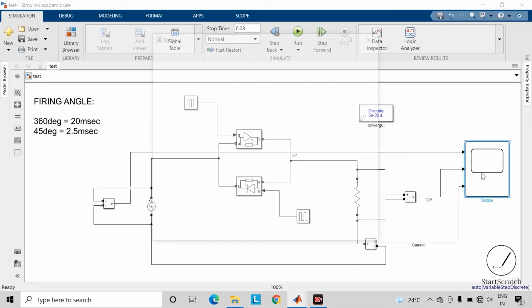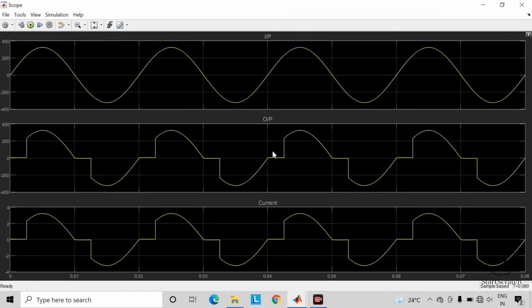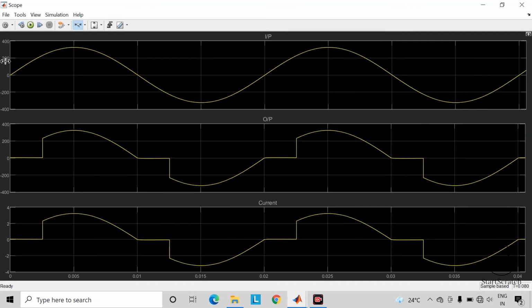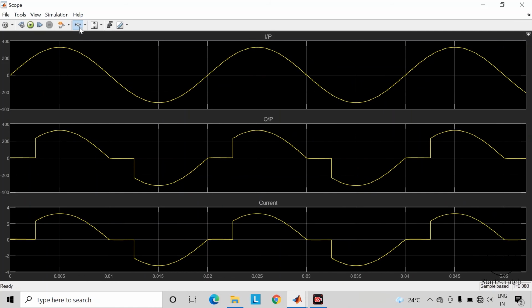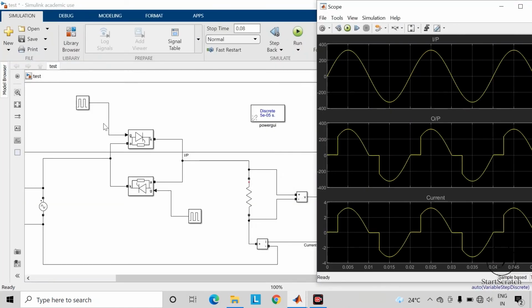Open the scope block. So this is our input supply voltage. This second waveform represents the output voltage across the load, and this third waveform represents the current flowing through the load. So when a gate pulse is applied to this thyristor 1, after that this thyristor starts conducting and current flows through this closed loop. And output voltage will appear after this thyristor gets forward bias, something like this.